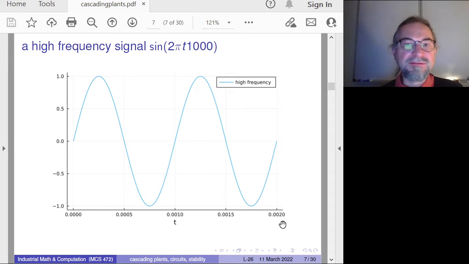Okay. Then we have the same sine function for the high frequency signal, but note that now the t-axis has an entirely different range. So at t equals 1 over 1000, we have one complete cycle, and at 2 over 1000, we have two cycles. So in a way, these signals are entirely different, but when you plot them, you adjust the range of the t-axis accordingly.